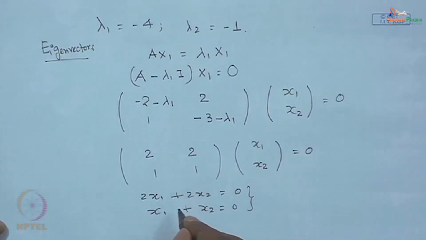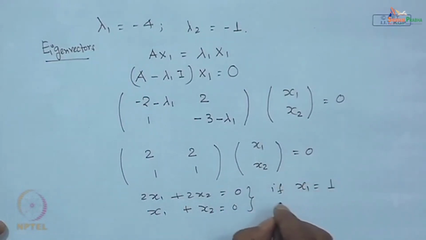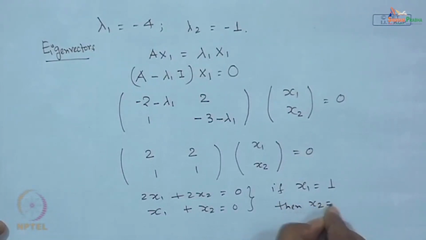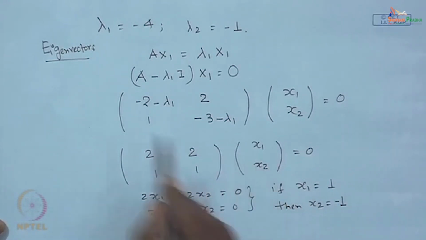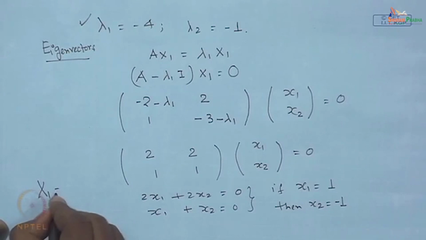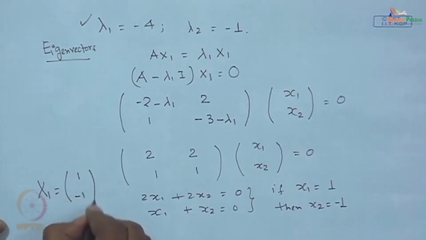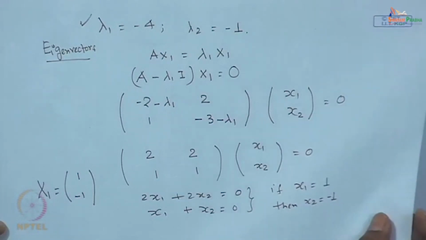So, they are giving basically identical solutions. So, you have to just assume one value. If x 1 is equal to 1, then x 2 is equal to minus 1. So, 1, minus 1 will be one of the eigenvectors corresponding to the eigenvalue lambda 1 equal to minus 4. Therefore, x 1 is nothing but 1, minus 1, that is the solution of this set of equations.